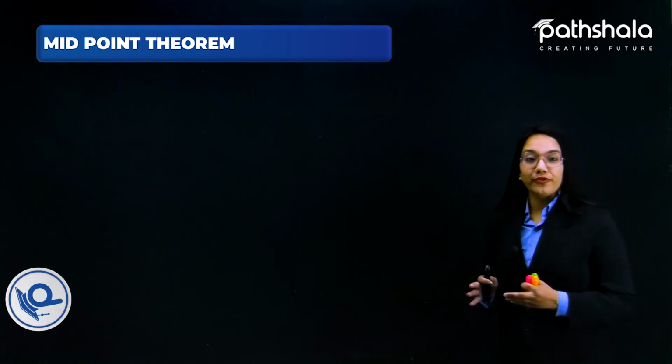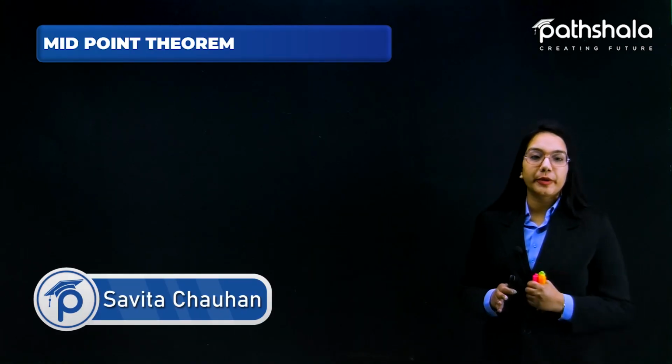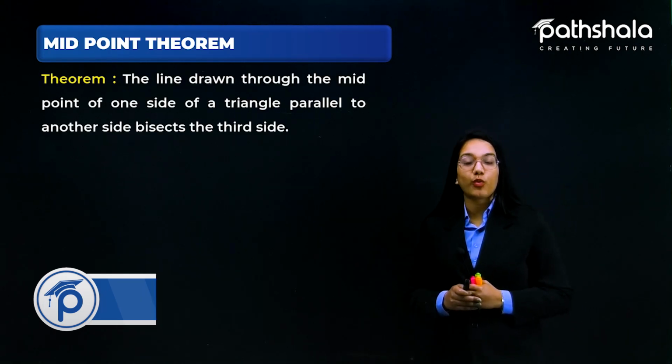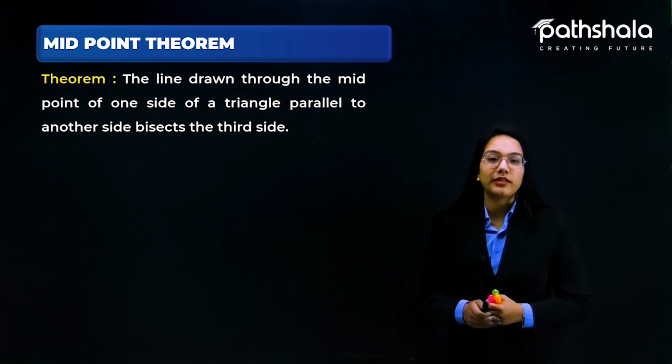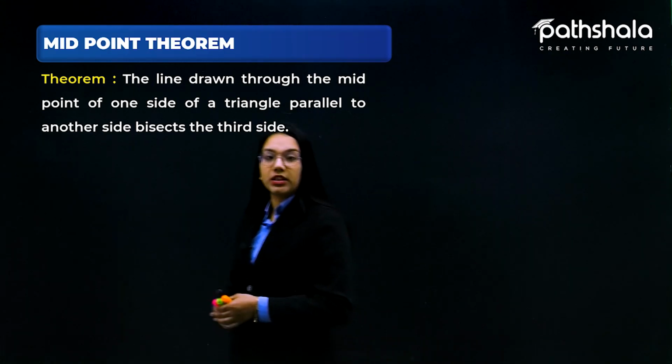Now let's move on to the next theorem, which is called the converse of the midpoint theorem. The theorem states that a line drawn through the midpoint of one side of a triangle parallel to another side bisects the third side.